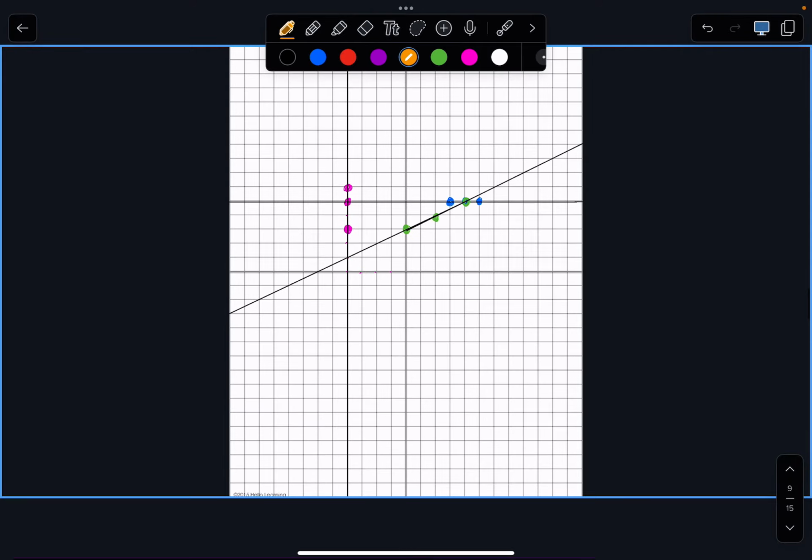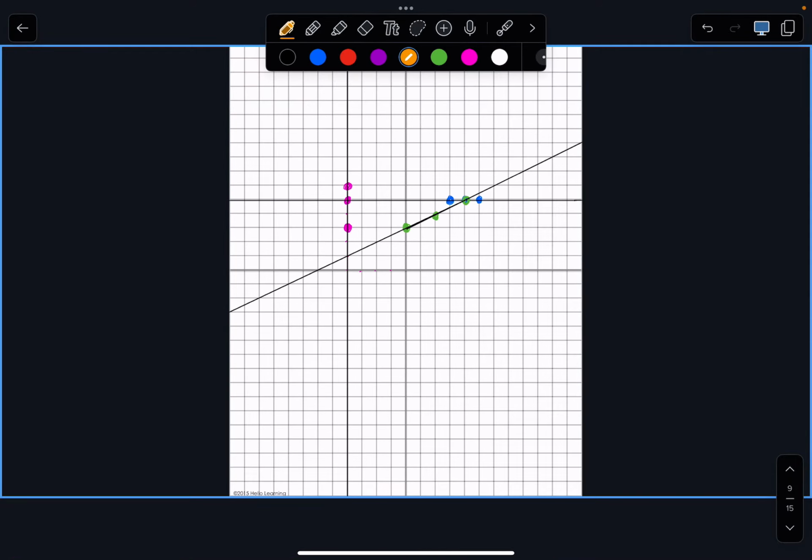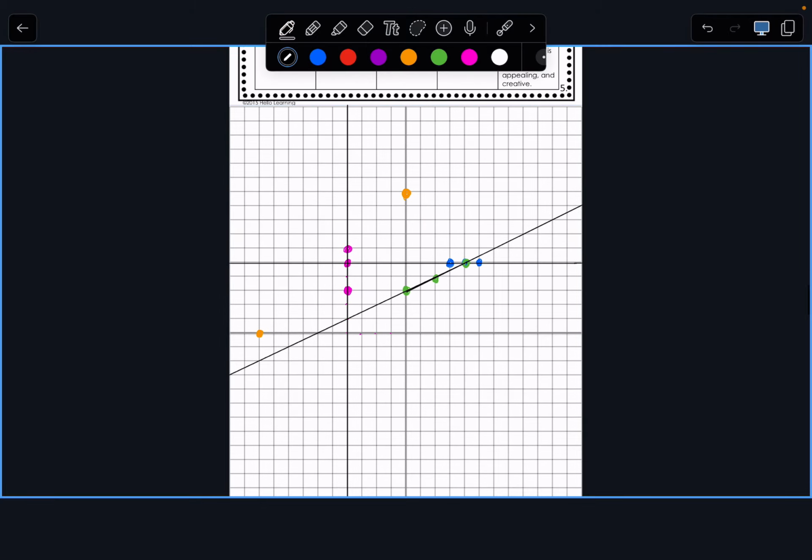What was the first one? 10. Okay, so from our origin, I'm going to go to the left. There's my negative 10, 0. Right? What was the other coordinate? 0, 10? Oh, okay. And then, yeah, connect the dots, man.